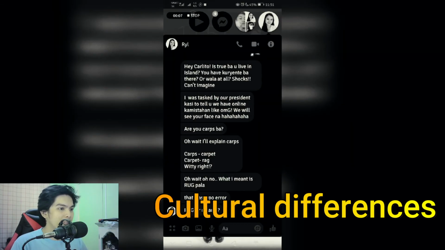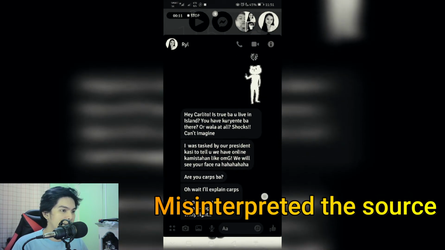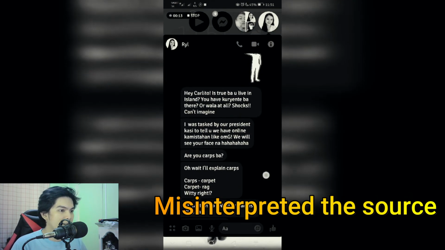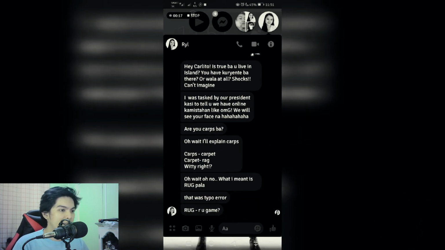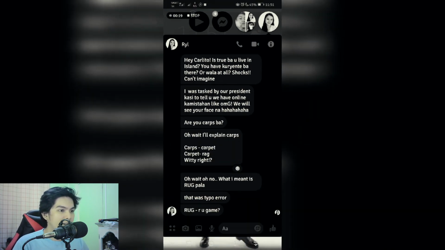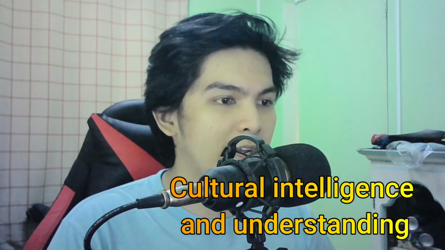The source in this scenario is a rich Konyo student while the receiver is a typical island boy. Due to the glaring cultural differences seen in the language used, the receiver immediately misinterpreted the source, thinking that he meant what he first said, asking if he is a rag. He immediately rejected the explanation and blocked her right away. In this scenario, cultural intelligence and understanding are the keys to surpass societal barriers.